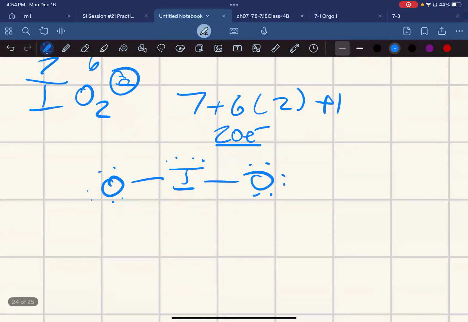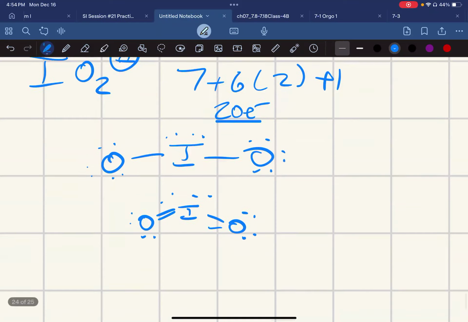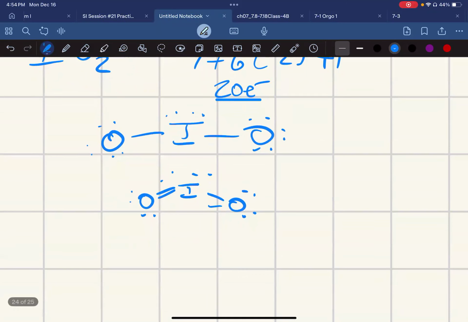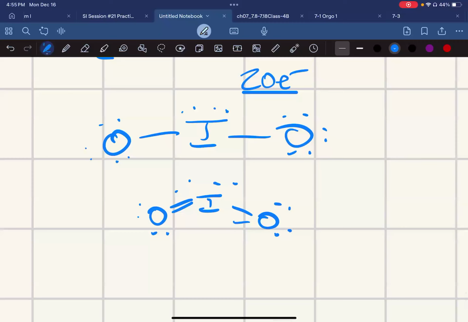Wait, did it say octet rule, or did it not say octet rule? It says minimize formal charges on all atoms. Okay, so with minimized formal charge on all atoms, you would want a double bond on both oxygens, because I is hypervalent. With that in mind, this would be the correct structure. Wait, actually, let me check this before I tell you if this is right or wrong.